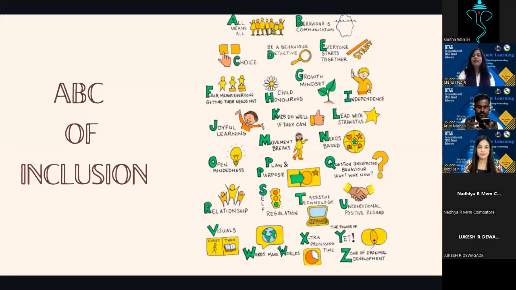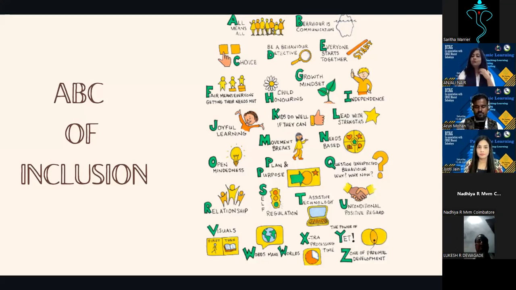Open-mindedness. Every educator has to be open-minded. Plan and purpose. Always be a well-planned educator. You should have a purpose, learning objectives when you enter the classroom. Question unexpected behavior. If you find any unexpected behavior in the classroom, you have to question why. What is the reason behind this unexpected behavior of the child?